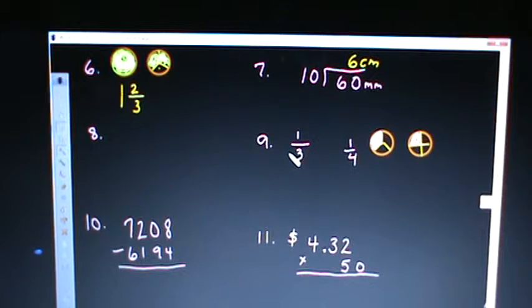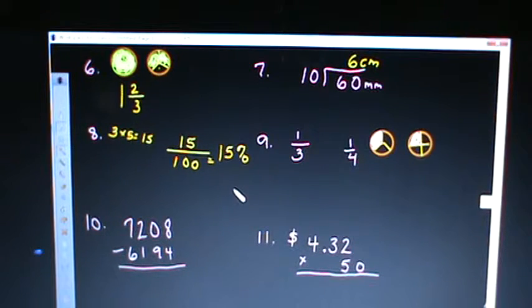Number 8, it says 3 nickels make up what percent of a dollar? Okay, we need to know that nickels are 5 cents. So we have 3 times 5, which equals 15. So now we have 15 over a dollar, which is 100. So that equals 15 over 100 equals 15%. So the answer would be 15%. Number 9, we are comparing 1/3 to 1/4. So I have a diagram here of 1/3 shaded in compared to 1/4 shaded in. And from this diagram, we can see that 1/3 is greater than 1/4.